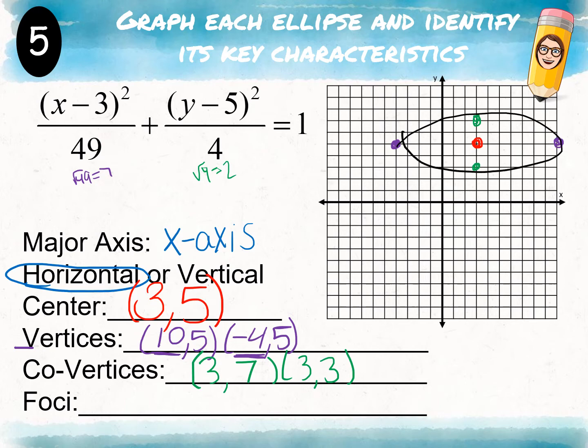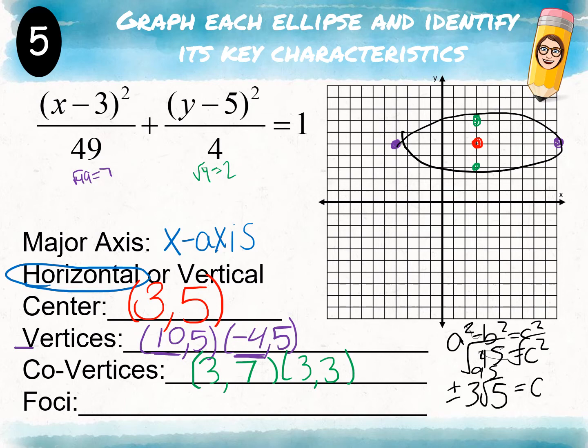All right, let's talk about the foci. We need an equation. Do you remember the equation from the previous video? a squared minus b squared equals c squared. Remember, a squared and b squared are your denominators, so I'm just going to take care of that right away. The larger value minus the smaller value would be 45, right? 49 minus 4. I'm going to square root both sides. So c equals plus or minus, and 45 breaks down to 9 times 5, which is 3 radical 5.